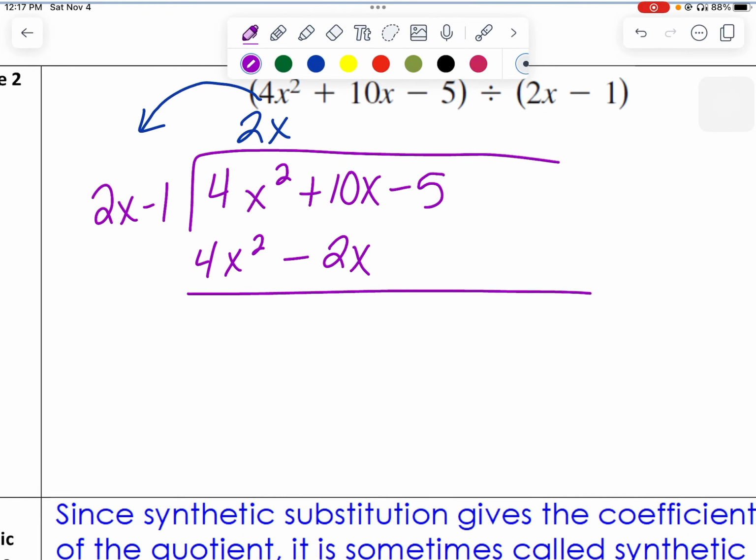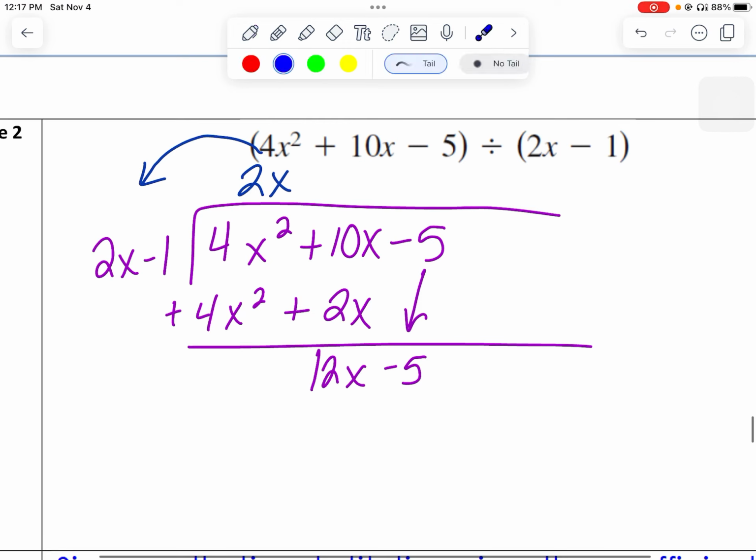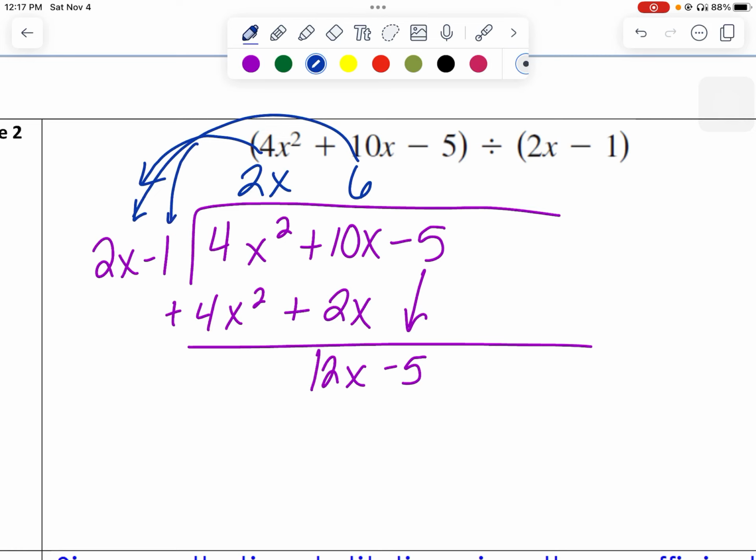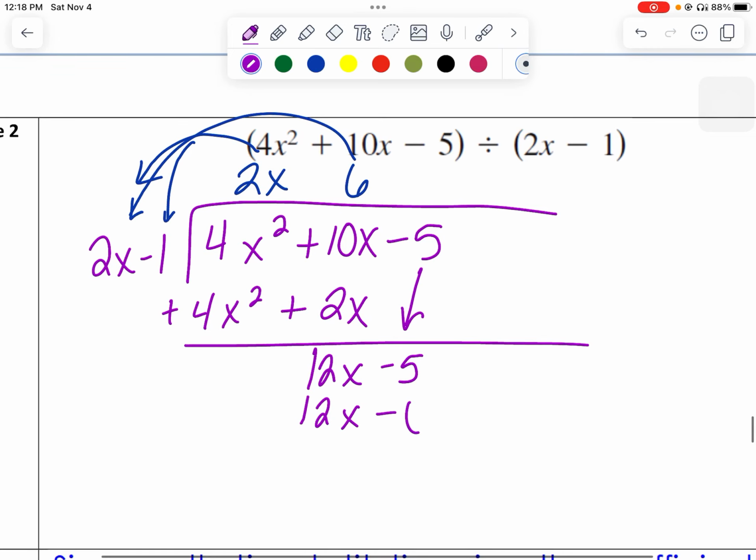So then subtracting 4x squared minus 4x squared is 0. And then 10 minus negative 2 is going to be the same thing as plus positive 2, so 12x. And then I can bring down my negative 5. Then I look back here, 2x times what would give me 12x, and that would be 6. So I'm going to put 6 up here, then multiply the 6 through to both, and 6 times 2x would be 12x, and 6 times negative 1 is negative 6.